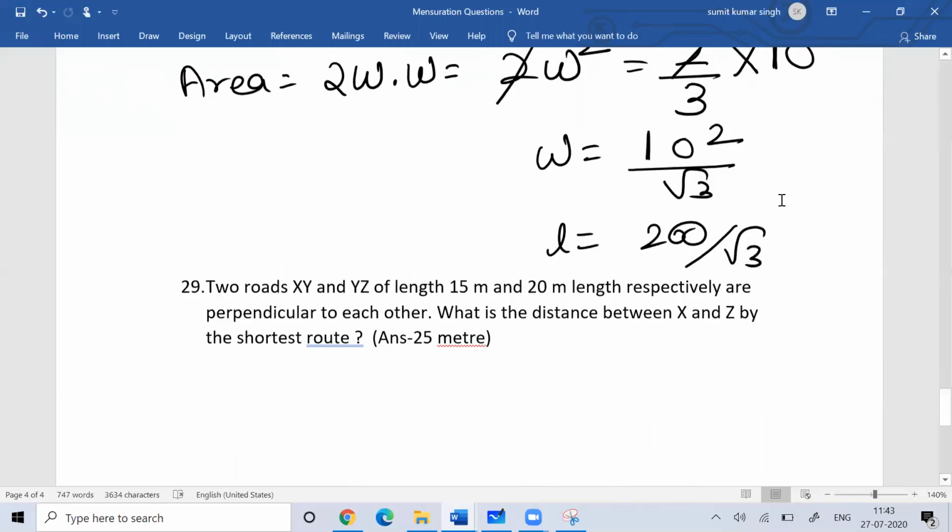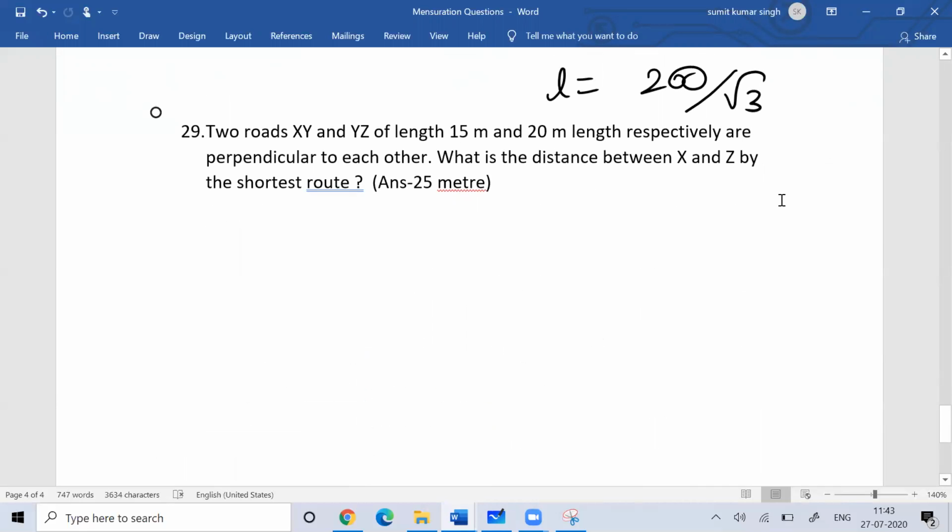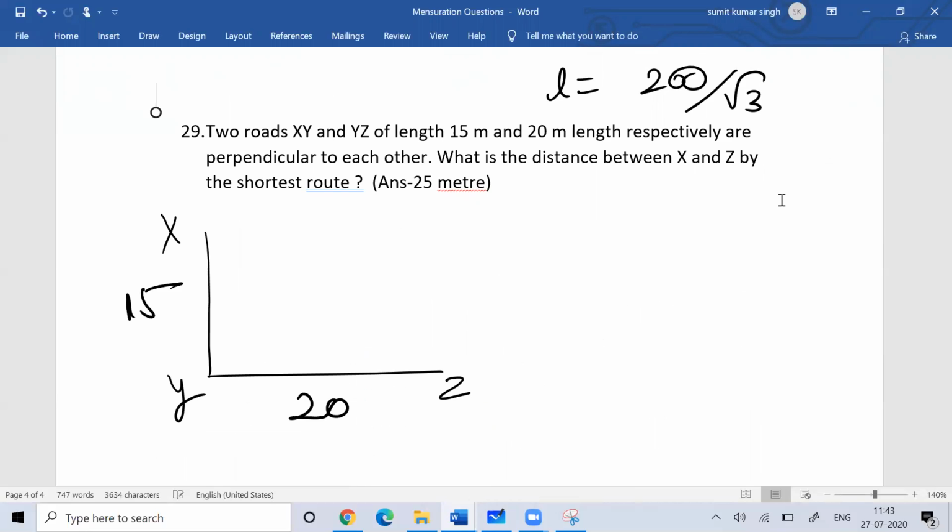Same thing. Then next question. Two roads XY and YZ of length 15 and 20 meter respectively are perpendicular to each other. What is the distance between X and Z?